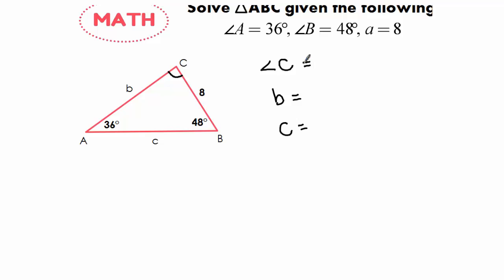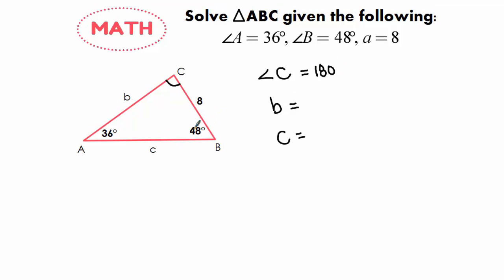The angles in a triangle add up to 180. So if I know one angle is 36 and the other is 48, if I take these 2 angles and add them together and subtract them from 180, I will get my last angle. So angle C is going to be 96 degrees.